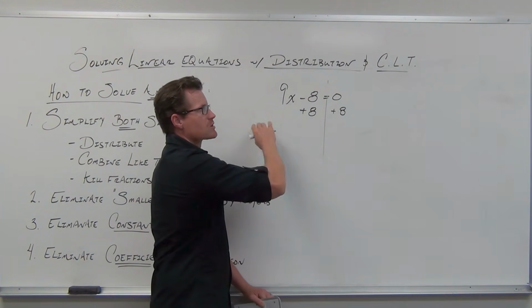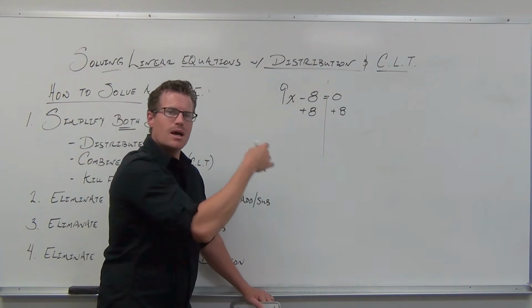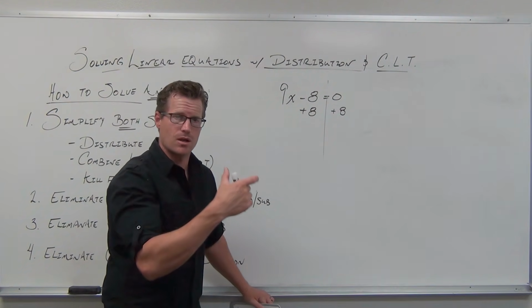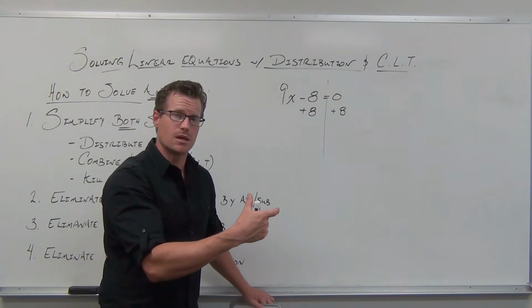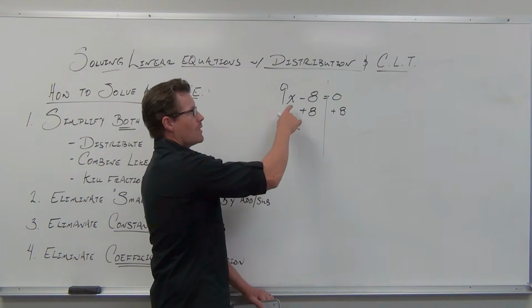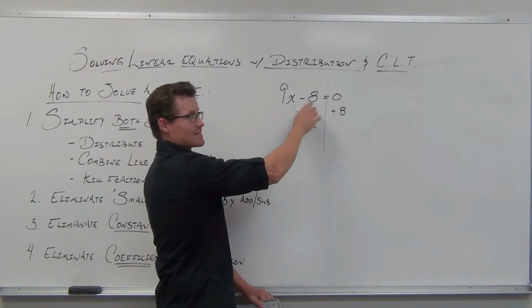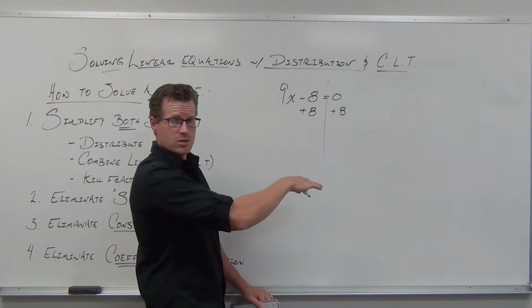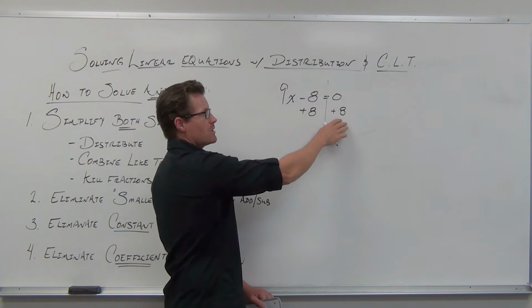So we choose in solving linear equations to eliminate the constant term first by addition or subtraction, because that's how a constant term is always going to be connected. Otherwise, it wouldn't be a constant, it'd be part of the coefficient. So we get rid of our constant term because it's connected by addition subtraction. We use either addition or subtraction to undo it. What we do to one side, we do to the other.